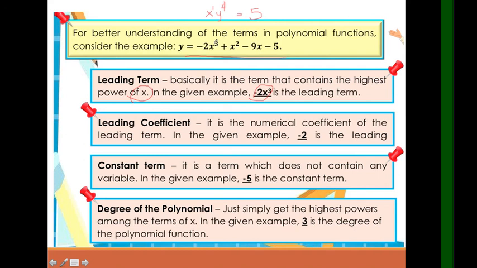Sa polynomial function, para ma-determine natin ulit ang leading term, degree po ang hinahanap natin, hindi yung exponent. Okay? Hindi yung highest exponent, but the highest degree. Siya yung gagamitin natin to become the leading term. Kasi iba-iba yung mga polynomial. So, kailangan mo makita yung degree. At yung degree, makikita mo kapag pinag-add mo yung mga exponents ng variable na given.